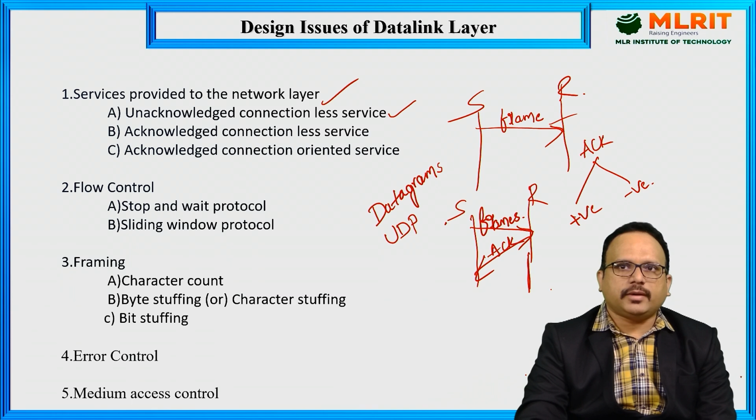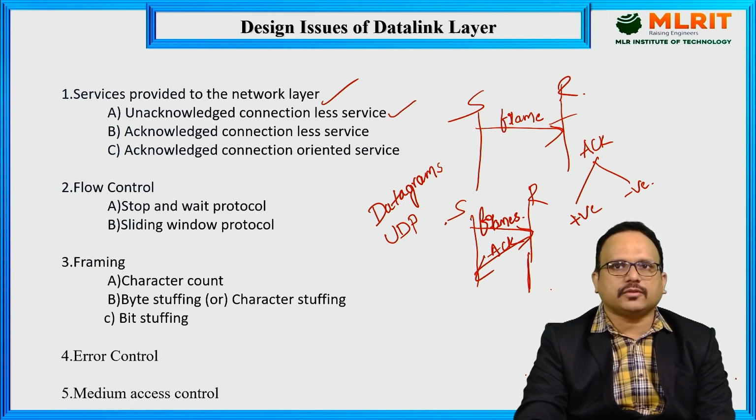Negative acknowledgement in the sense, whatever the data that has reached the receiver, it is a corrupted frame. So whenever the receiver receives the corrupted frame, simply the receiver will send a negative acknowledgement indicating the retransmission of the frame. So negative acknowledgement clearly indicates the retransmission of the frame. Positive acknowledgement indicates the transmission of the next frame which is available at the sender side. That is acknowledged connectionless service.